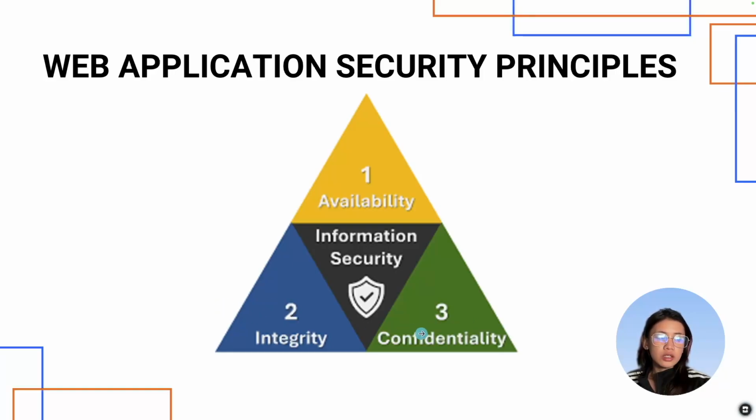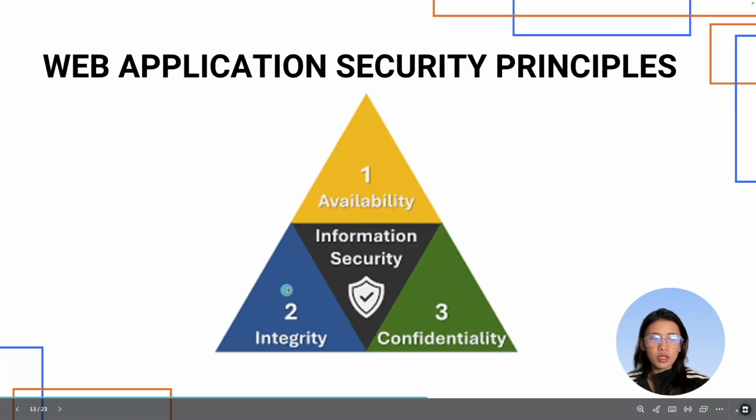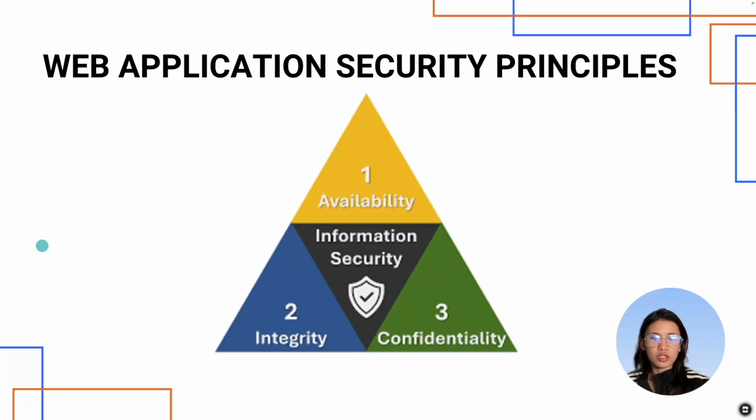And number 3, the confidentiality. Confidentiality ensures that sensitive information is accessible only to authorized individuals. So this makes up information security.